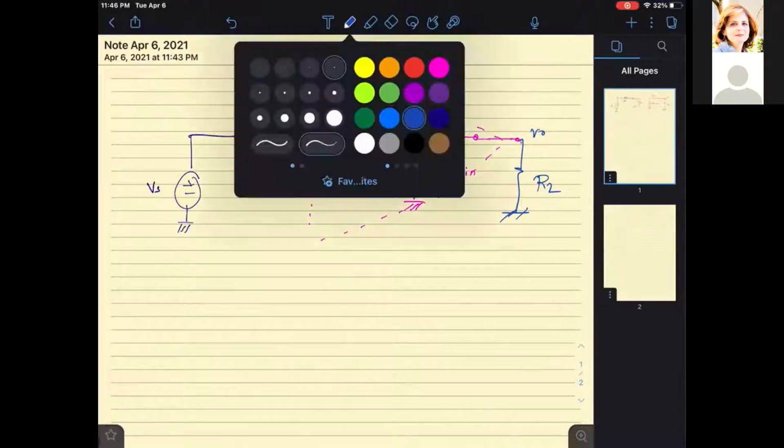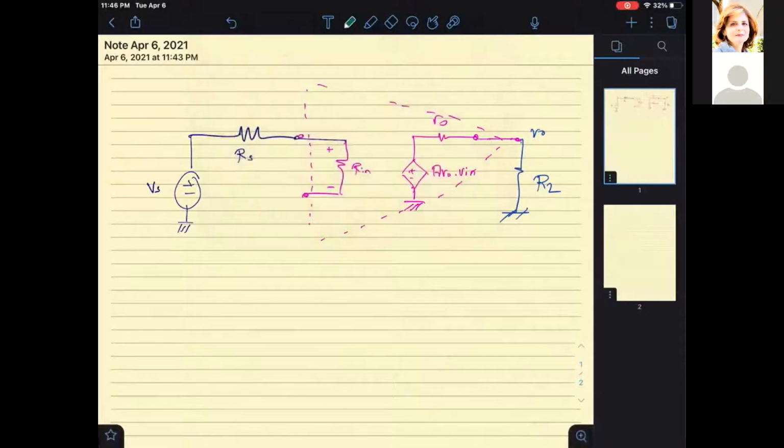Now, prior to RL, we are going to measure VO and sense it basically in parallel and send some feedback via the voltage divider, R2 and R1, the voltage divider pair.